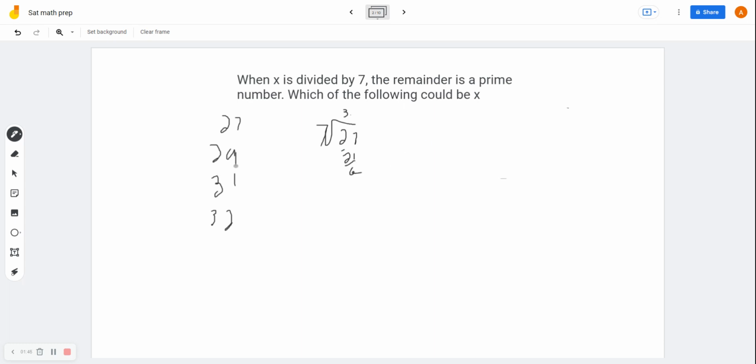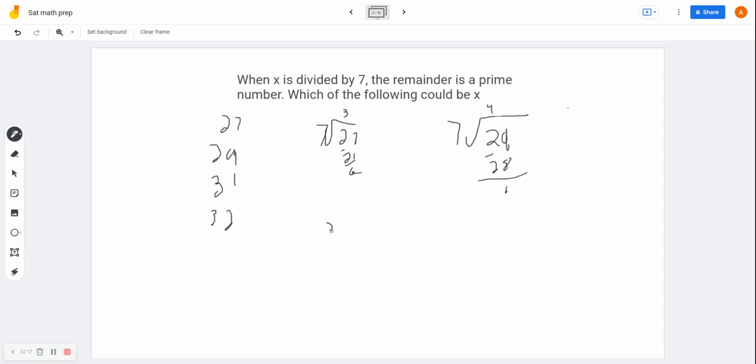Next is 29. And I think 29, it would be a 3 anyways. No, it would be a 4. Sorry. It would be a 4, since it can go into it 4 times, but the remainder would be 1. So 4 up here, but the remainder would be a 1. And 1 is not a prime number.